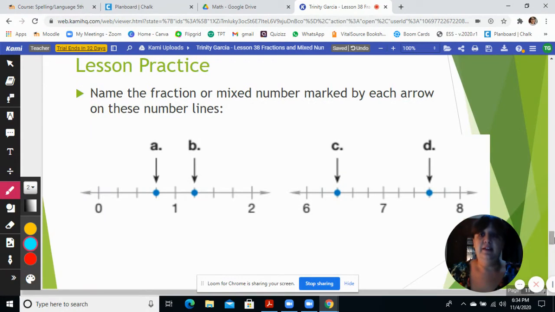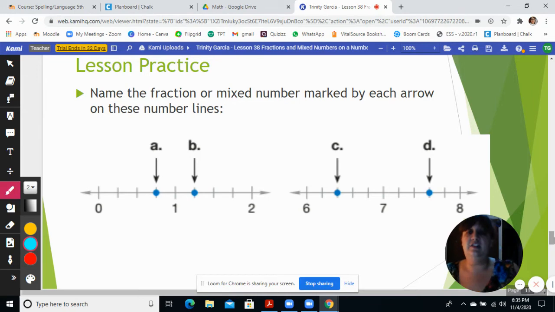Lesson practice. We're going to try to name the fraction or the mixed number marked by each arrow. So go ahead and draw these number lines on your page. If you need to make more space, then put one on top of the other. If you need to do that, that's fine. However, you can do it so that you're working neatly. Because remember, when we're using number lines or we're drawing shapes or lines of any sort, we need to work super neatly. Okay, it cannot just be messy all over the place.